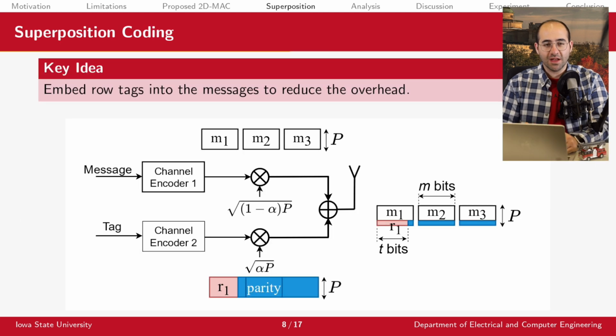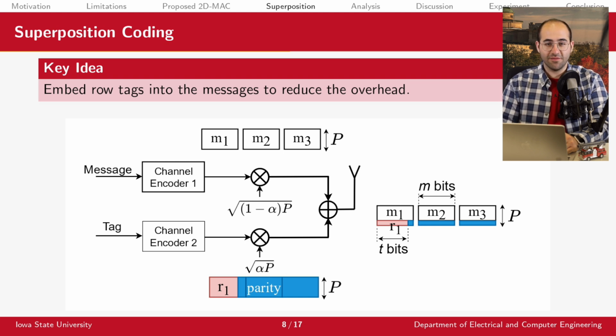The superposition step is shown in the figure. The row tags, R1 in the figure, pass through a different channel encoder with lower code rates to be padded with extra parity to match the length of the concatenated row messages.